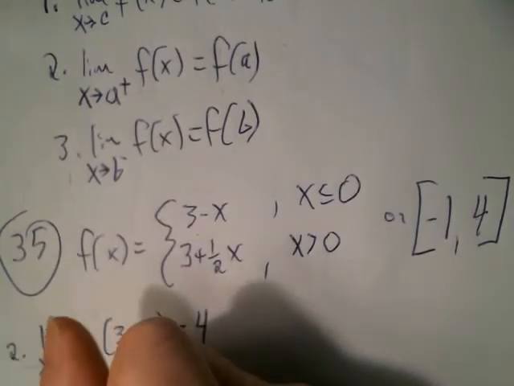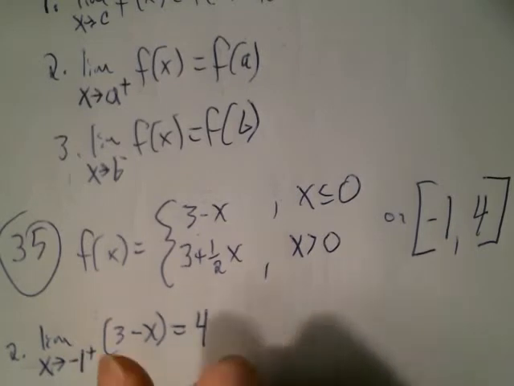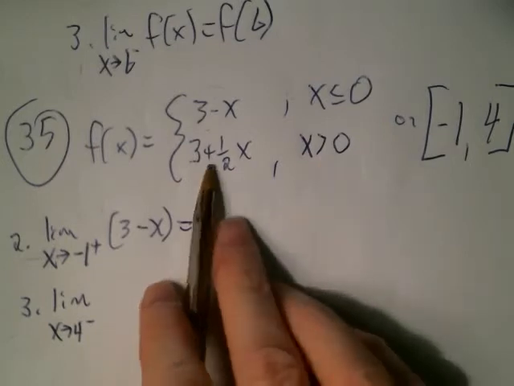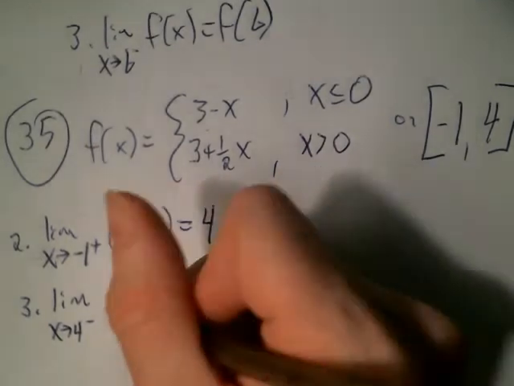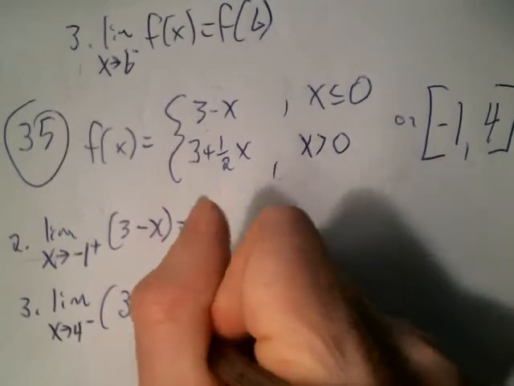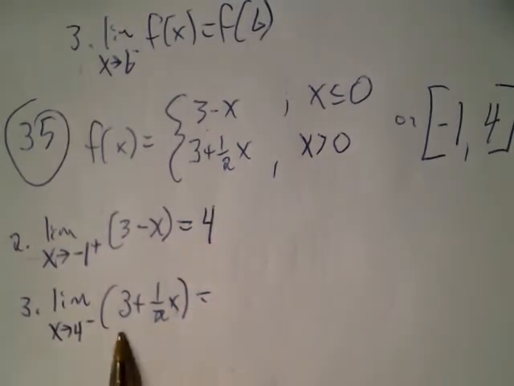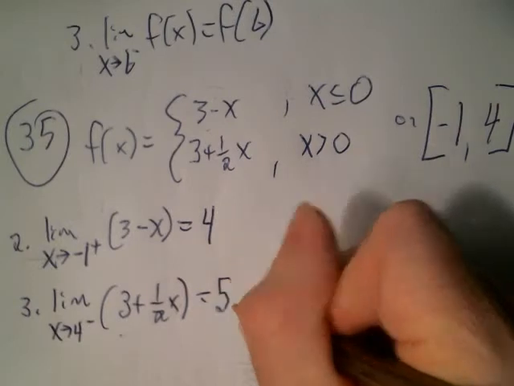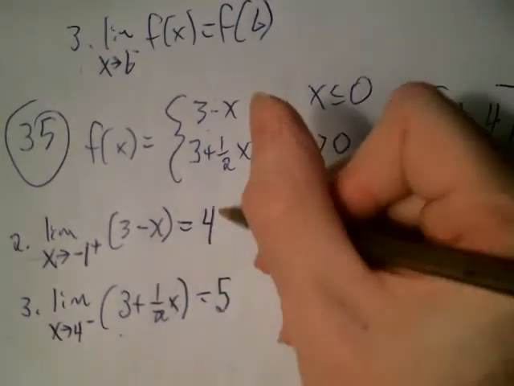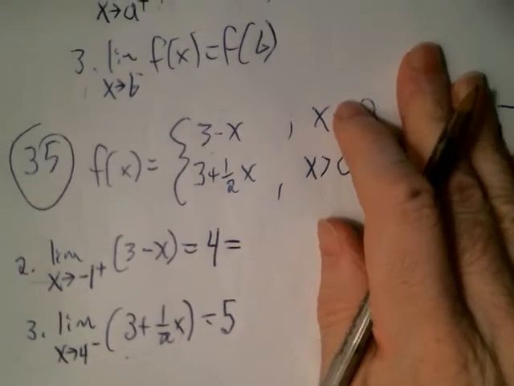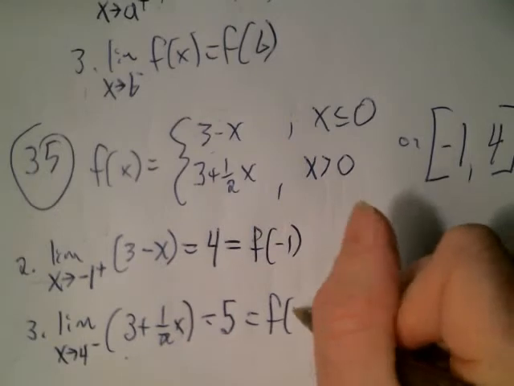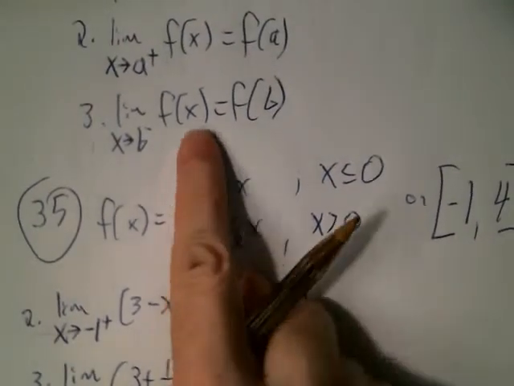Number 3, then we have to check the limit as x approaches 4 from the left. Okay. As we get close to 4 from the left, x is greater than 0, so we'll be using this portion of the function, 3 plus 1/2 x. And then, of course, this is polynomial. We can go ahead and directly substitute and get 3 plus 2, in other words, 5. So yeah, the two limits are going to work for us in those directions. This is just f of -1. This is just f of 4, which is what we desired. Okay.